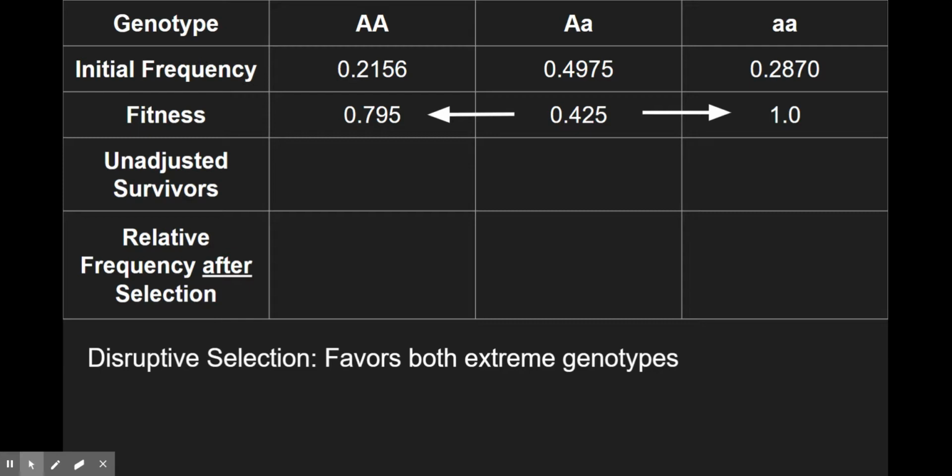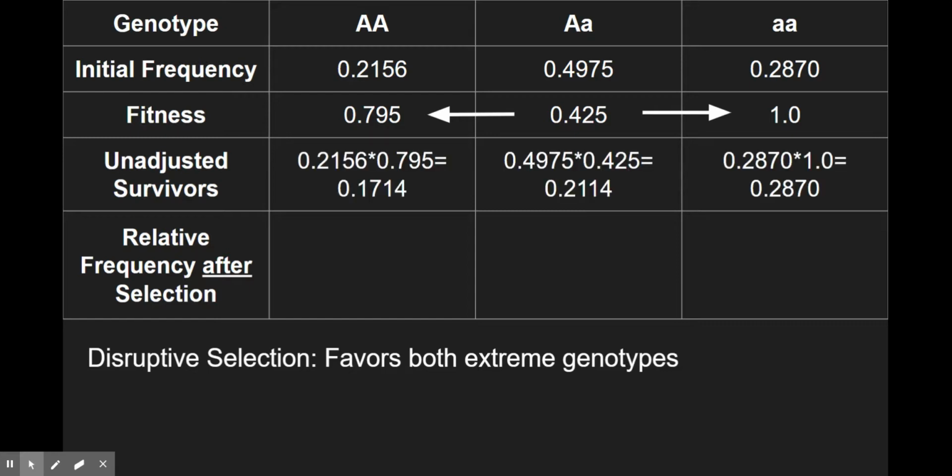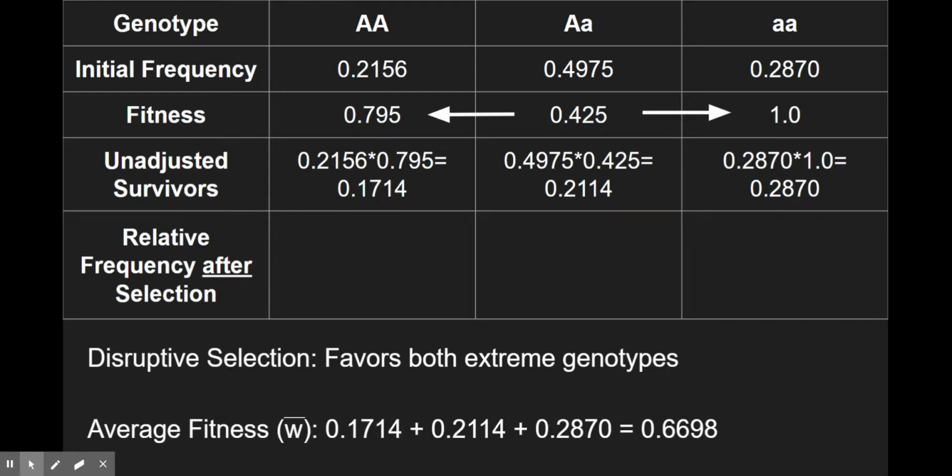With this information, we can multiply the fitness values by the initial frequency of each genotype to get an unadjusted survivor rate. This tells us the proportion of our original population that survives after selection. In order to predict further generations, though, we want to find the relative frequencies, and we'll do this by calculating the average fitness. The average fitness, or W bar, is simply all of the unadjusted survivors added up. So in this case, we'll get 0.6698.